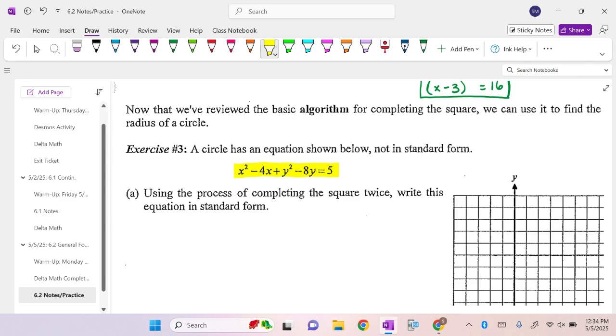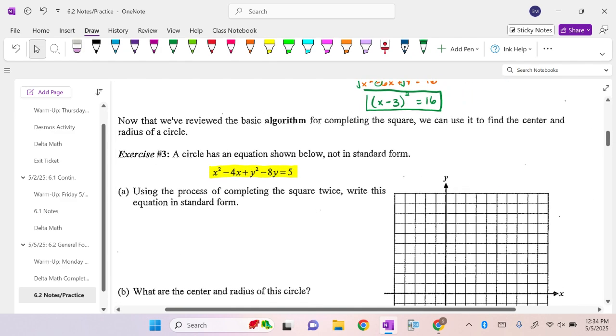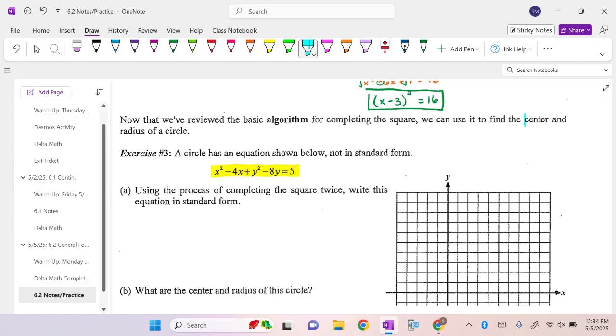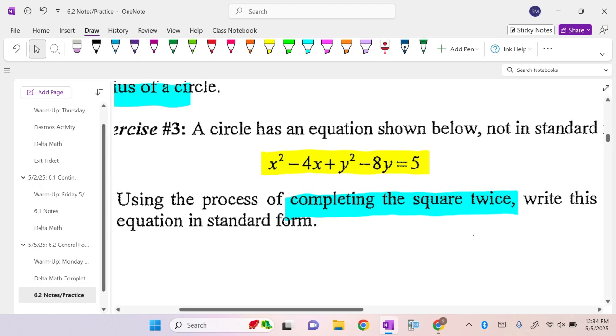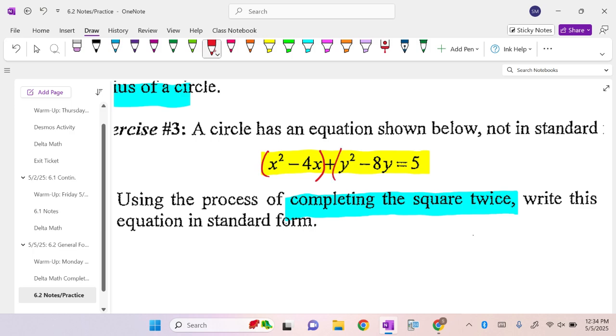Now, it's not too bad because before we can identify the radius and the center, all we got to do is complete the square twice. So within this equation are 2 completing the square problems. And the way that we look at this is that we want our x's to go together and we want our y's to go together. And thus we have our 2 completing the square problems.